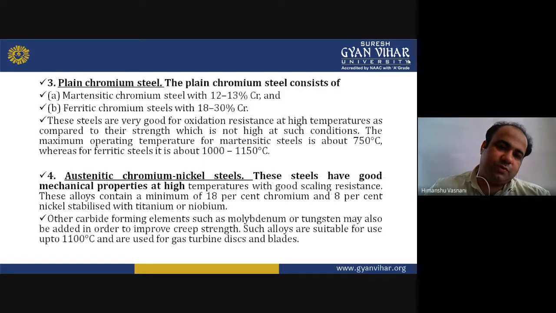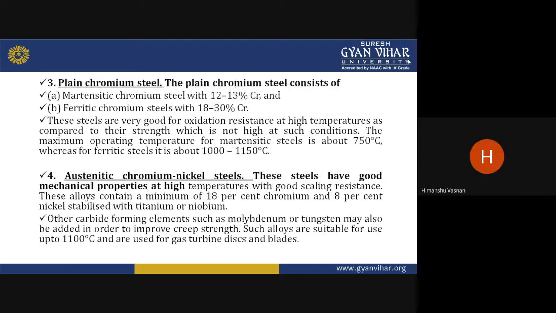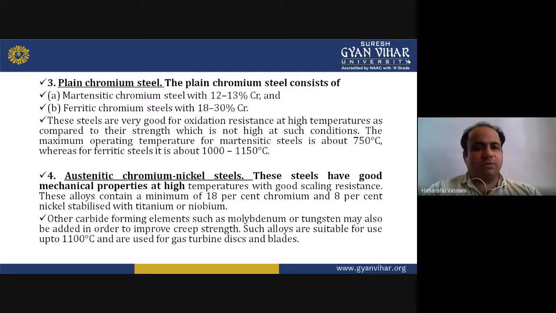Now the third kind of heat resistant steel is the plain chromium steel. Plain chromium steel consists of martensitic chromium steel with 12 to 13% chromium and ferritic chromium steel with 18 to 30% chromium. Here you can see that there is variation in the percentage of chromium, and due to that it is called martensitic chromium steel or ferritic chromium steel. These steels are very good for oxidation resistance at high temperatures, although their strength is not high at such conditions.